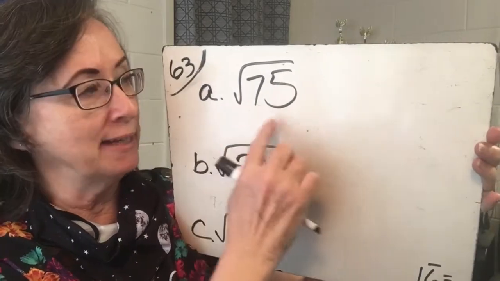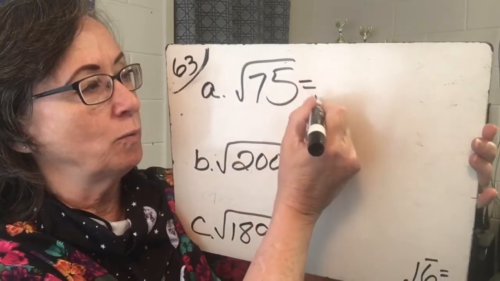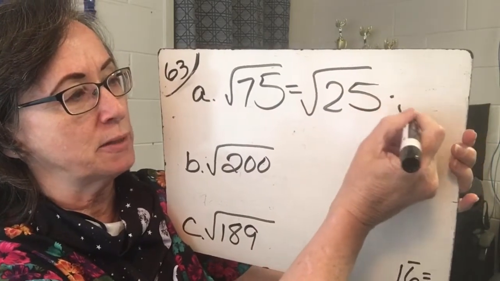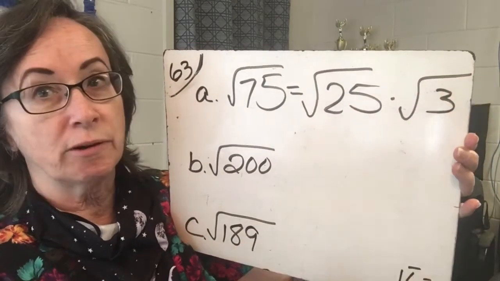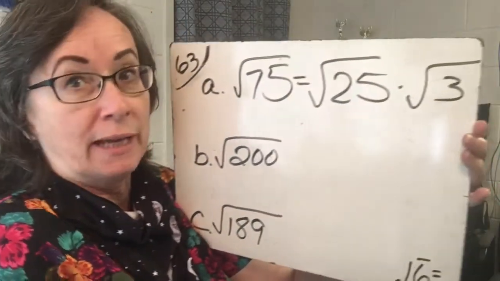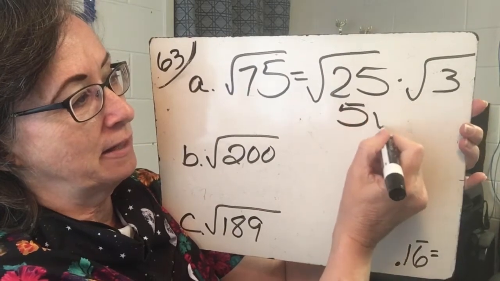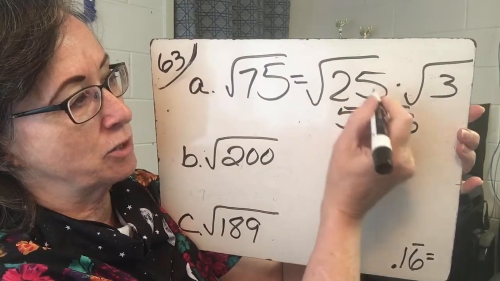Practice problem A is the square root of 75, which we can break up into 25 times 3. So the square root of 25 times the square root of 3. Once I break it up like that, that's 5 square root of 3, because the square root of 25 is 5.